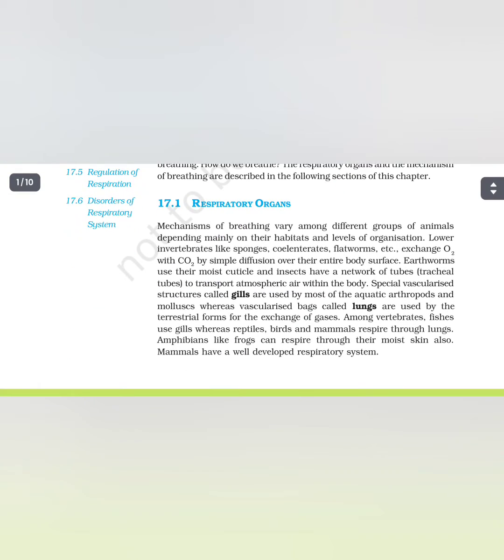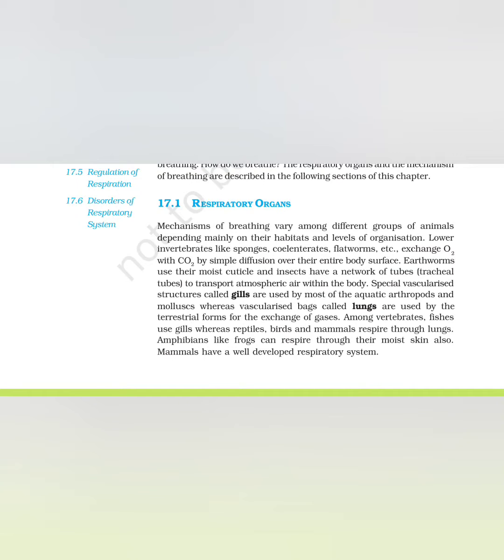The respiratory organs and the mechanism of breathing are described in the following section of this chapter. Respiratory organs and the mechanism of breathing vary among different groups of animals depending mainly on their habitats and level of organization. Lower invertebrates like sponges, coelenterates, flatworms, etc. exchange oxygen with CO2 by a simple diffusion over their entire body surface.